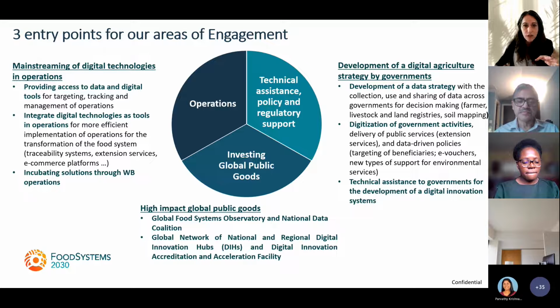In general, our vision is to leverage institutional innovation, catalyze data creation, and also mobilize the government into their role in scaling and maximizing the impact of digital technologies. For that, in terms of entry points for engagement, we have operations and specific investment pipelines. We have technical assistance to government, and we also have these global public goods that I'm going to tell you a little bit more about.